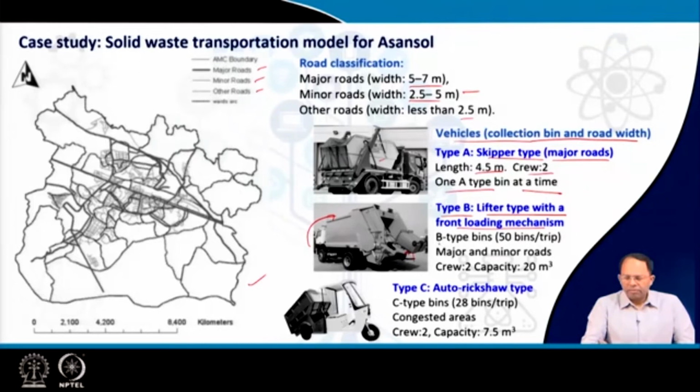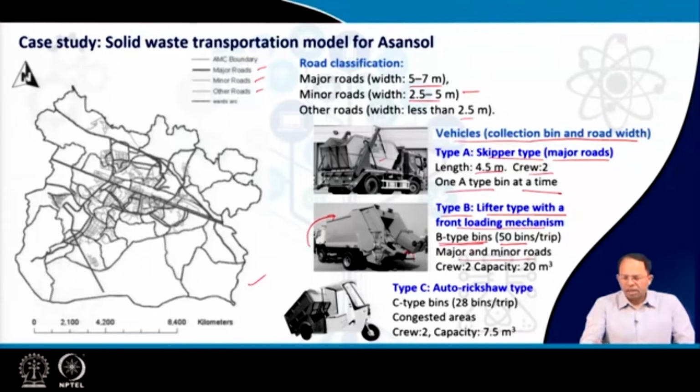This type of vehicle collects garbage from B type bins. For example, it will go from society to society, or from one gated complex to another, and keep on collecting the garbage. It is able to collect garbage from 50 bins in one trip. That means, as per the capacity of the vehicle, it can carry 50 B type bins. So it has to travel to 50 bins first, then take this garbage to the landfill site and then return back.